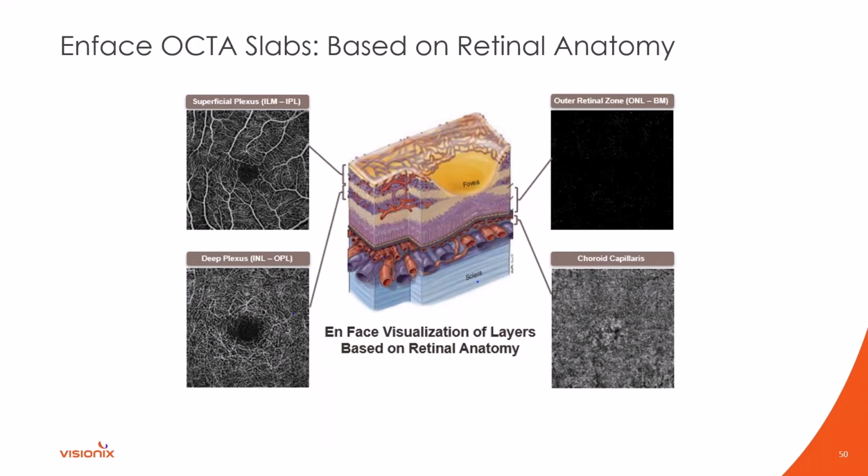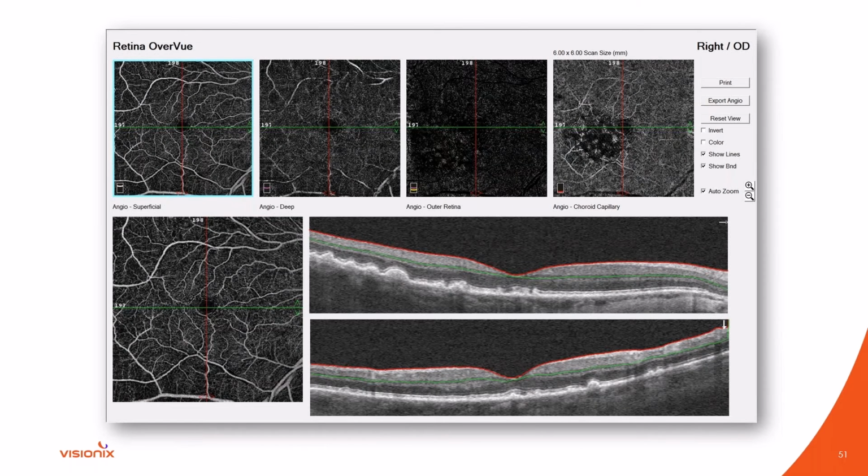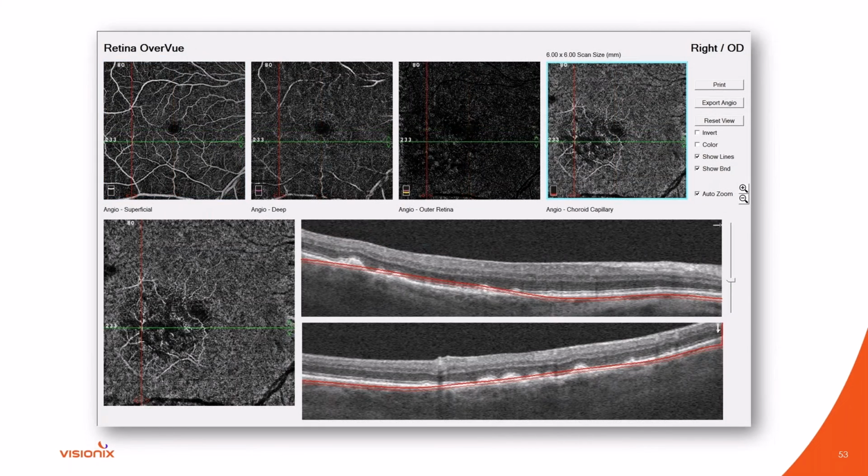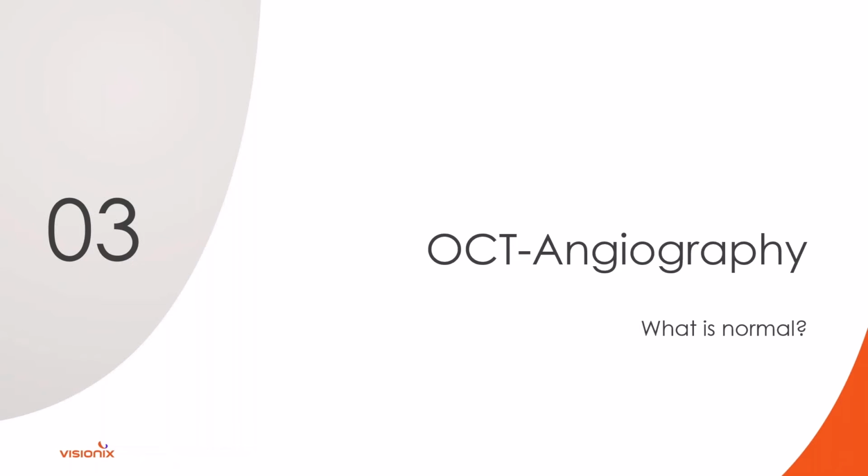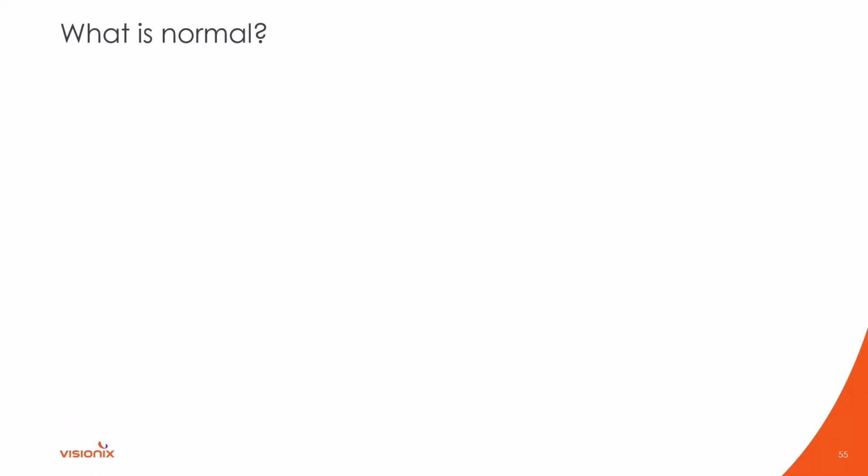So that's how OCTA works. Okay, it has en-face imaging. You can see the superficial capillary plexus, the deep capillary plexus, the outer retina, and the choriocapillaris. So again, this is what it looks like. We're going to go through normal here right now. So you can't know what abnormal is until you know what normal is. So let's take a look at normal.